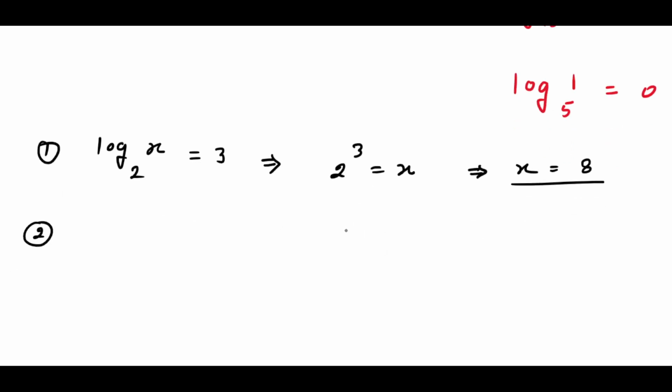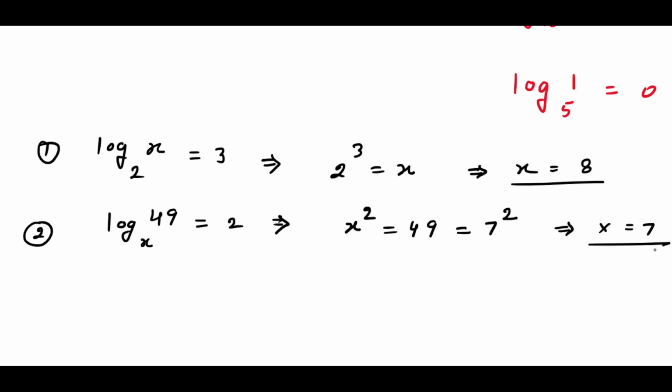Okay, let us take another problem. You have log of 49 with base x is equal to 2. Solve for x. Tell me what is the value of x. 7. Wonderful. If I convert in exponential form, I will say that x power 2 is equal to 49, and I know that 49 is 7 square. So by comparing, I will get x is equal to 7. Very good.